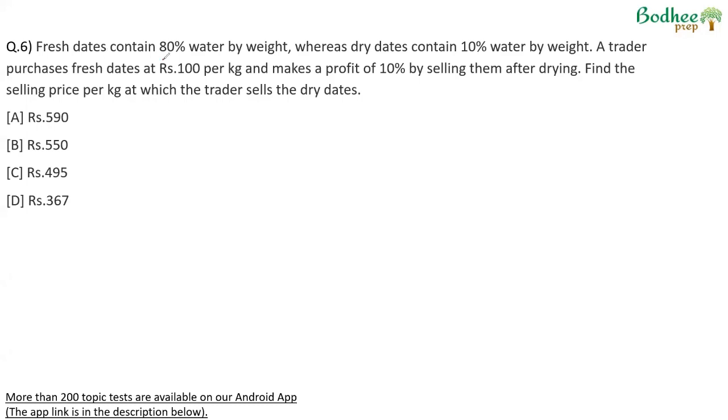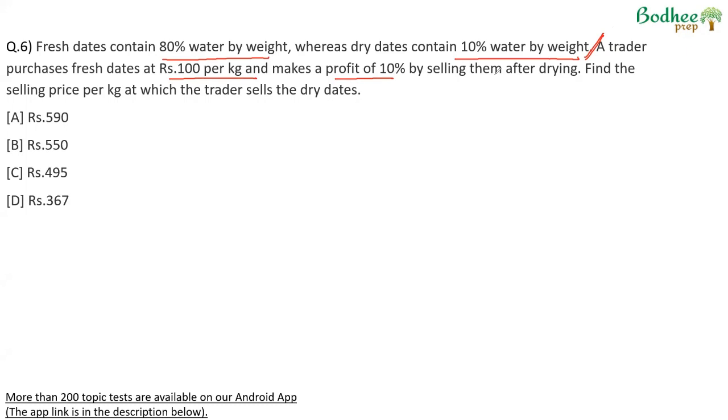Fresh dates contain 80% water by weight, whereas dry dates contain 10% water by weight. Now, this is a typical percentage question. A trader purchases dates at rupees 100 per kg, and makes a profit of 10% by selling them after drying. Find the selling price per kg at which the trader sells the dry dates.